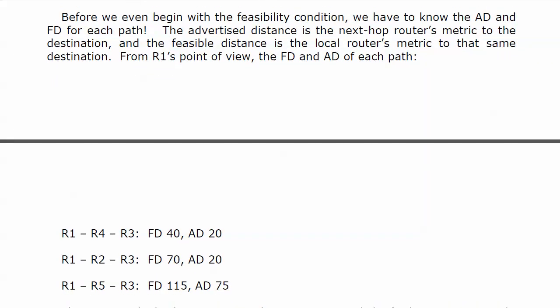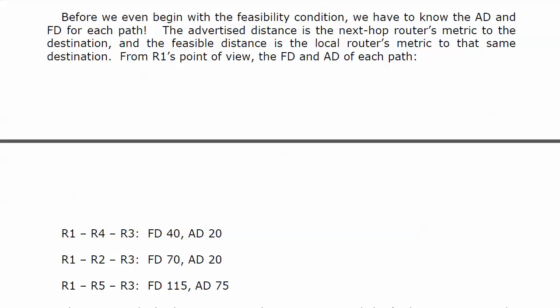Here with 143, we've got an FD of 40. We know that's going to be the successor just by looking at it. We can eyeball that one. The path of the best metric is going to be the successor. And there it is. Now we have to decide: is the path 123 and is the path 153, are they both feasible successors? Are they not? Is only one a feasible successor?